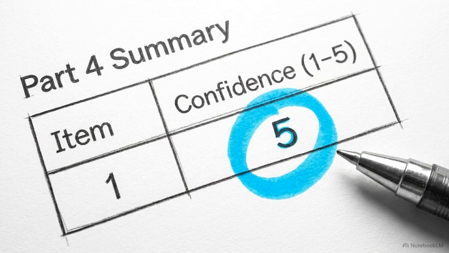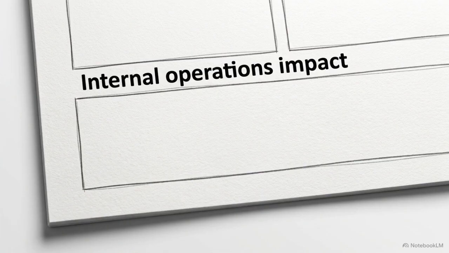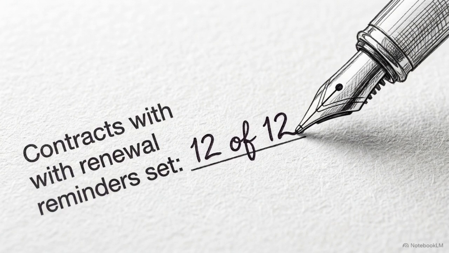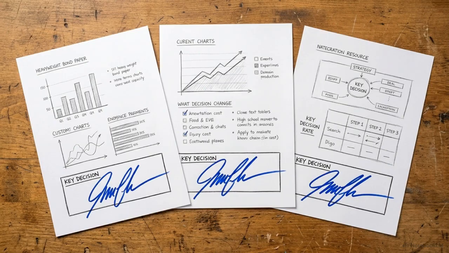Finally, open the Part 4 summary scorecard. Rate your confidence level from 1 to 5 for each section you've just completed. At the bottom of the page, record your current baseline metrics. Write down the number of administrative hours you currently spend per hire and tally how many contracts now have active renewal reminders. Review the entire section to ensure every key decision box has your final signature.